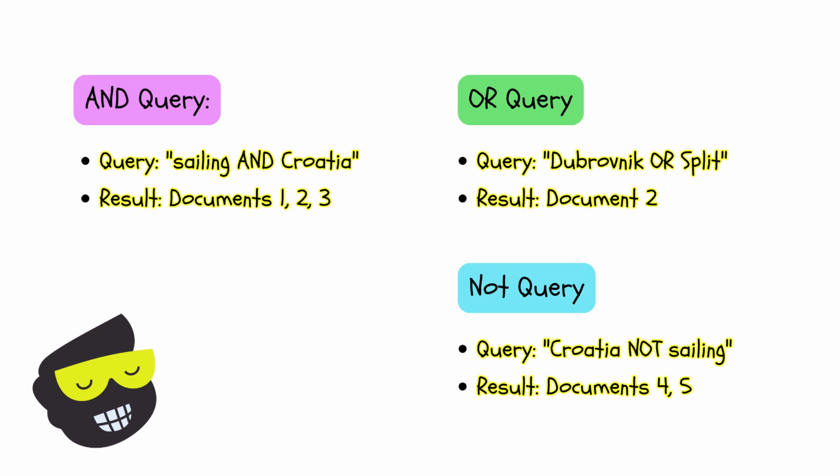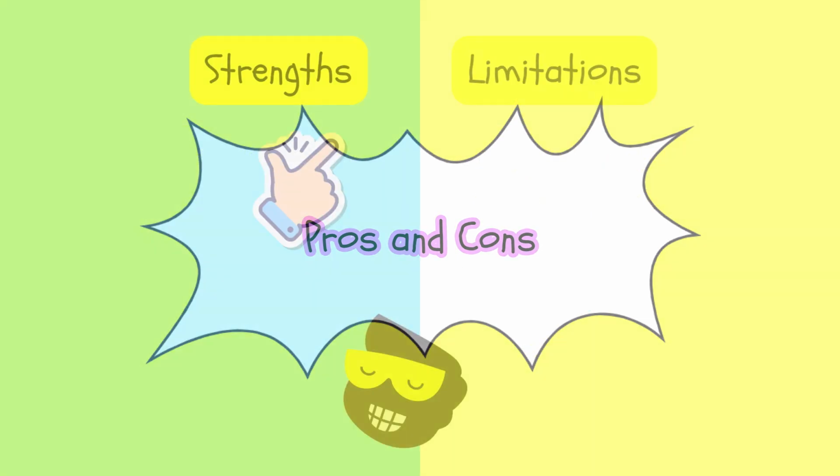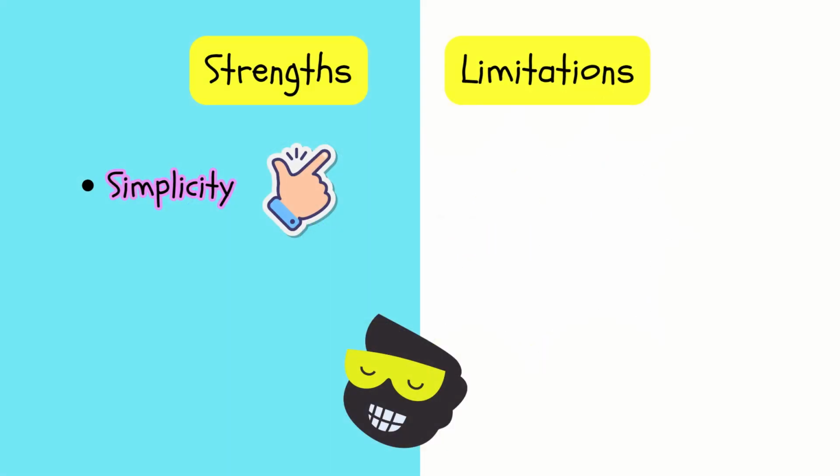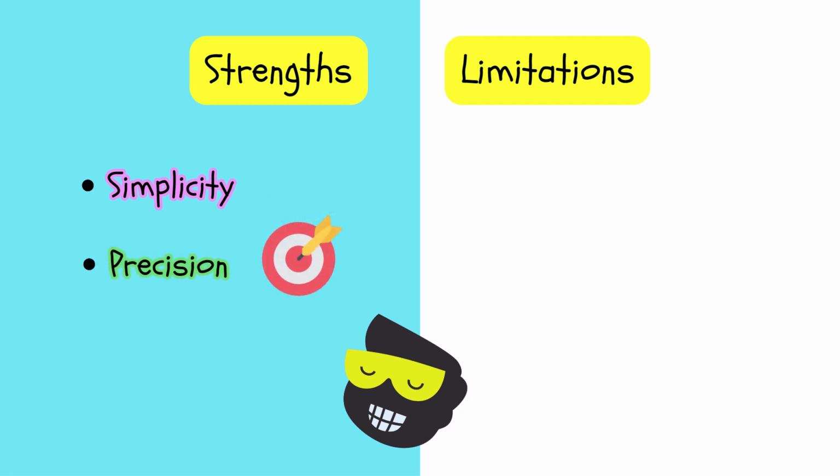When it comes to its pros and cons, the first one is simplicity. It's easy to understand and implement. Precision, so it's very precise, right? It allows precise control over which documents are included or excluded.